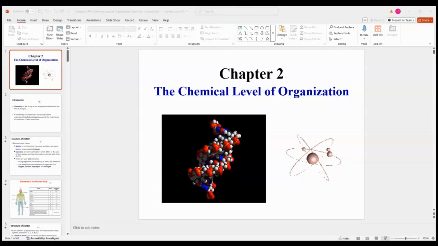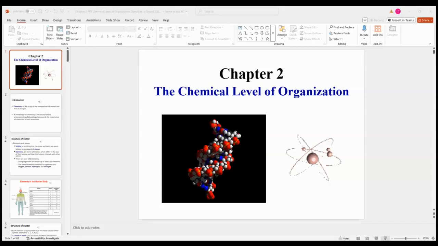Matter is made up of elements, and elements are just different forms of matter. Examples of elements, some of them here: oxygen, carbon, hydrogen, nitrogen. You've heard of all of those. They're different kinds of matter. And what's the difference between oxygen and carbon, or carbon and hydrogen? It's the kind of atoms that make up those elements.